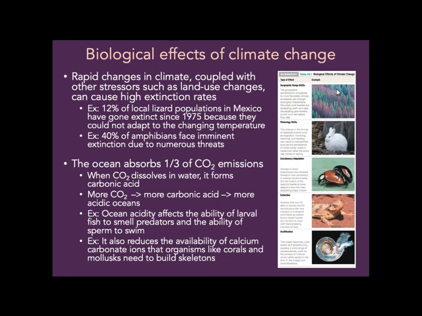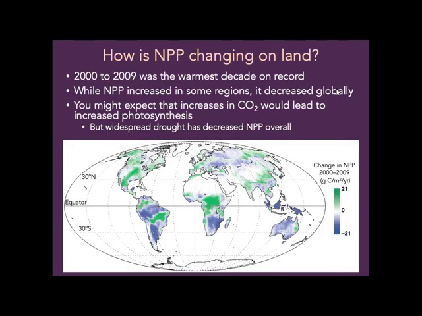A more acidic ocean affects the ability of larval fish to smell predators. It also affects, the ocean is filled with the sperm of 1 billion sea creatures, and that sperm may have trouble swimming because of the ocean acidity. And as I just mentioned, as the ocean becomes more acidic, there's less calcium carbonate ions available for things like corals and mollusks to build skeletons out of.